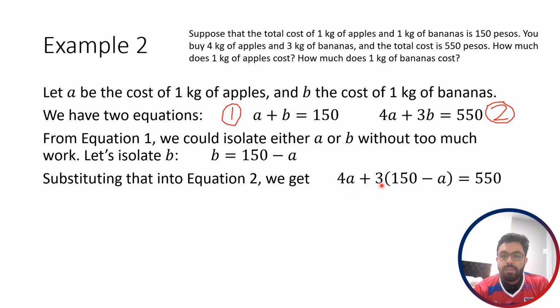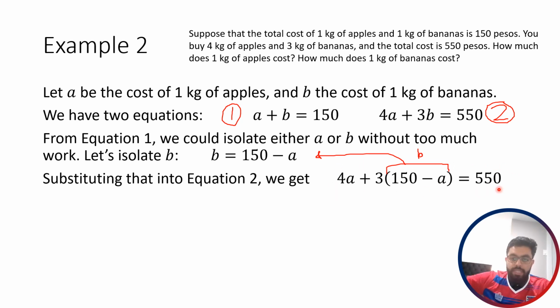So we had 4A plus 3B. Now we've got 4A plus 3 times this thing, and this thing right here is just B, which we found out from over there. Hopefully that's making sense of where we got this information. It was 4A plus 3B equals 550. Now it's 4A plus 3 times (150 minus A) equals 550, because that's what the first equation is telling us. So now we have an expression that just has a whole bunch of A's in it, and that's it. No B's.